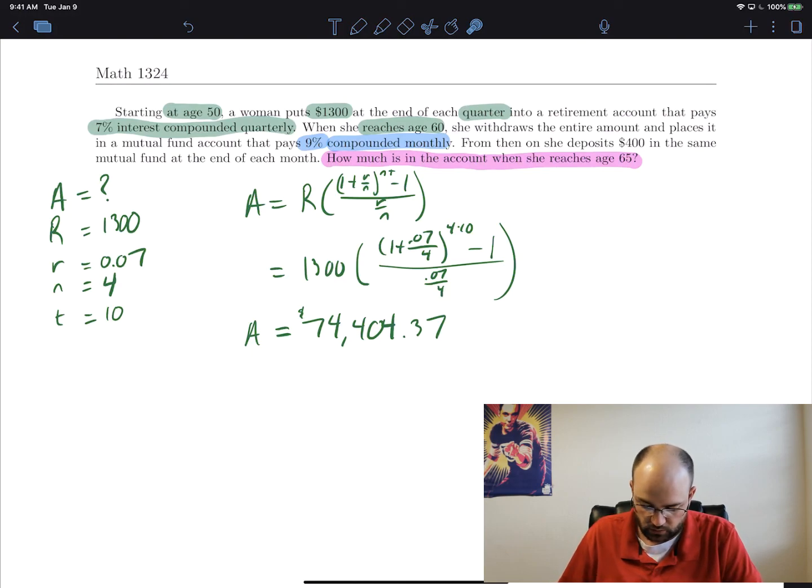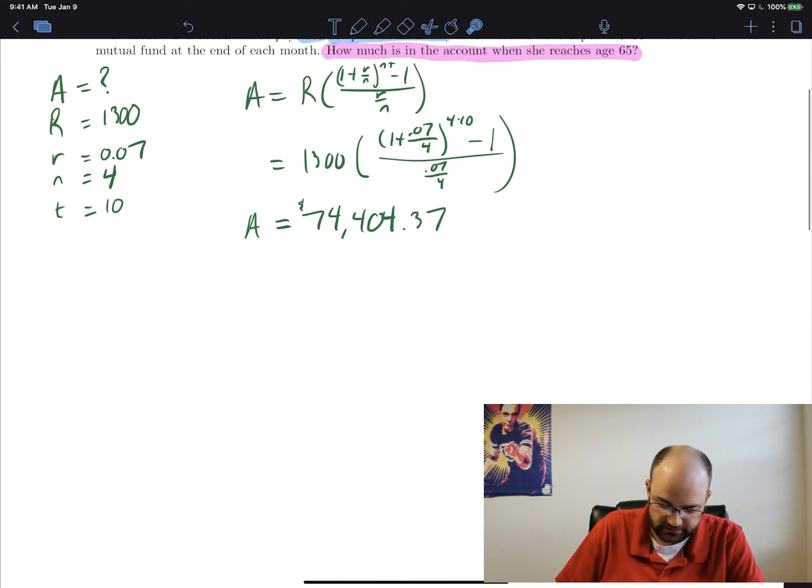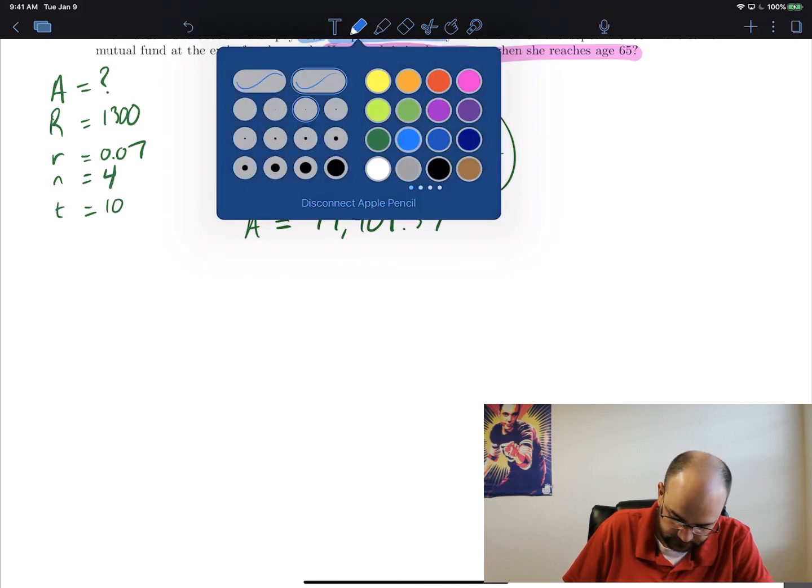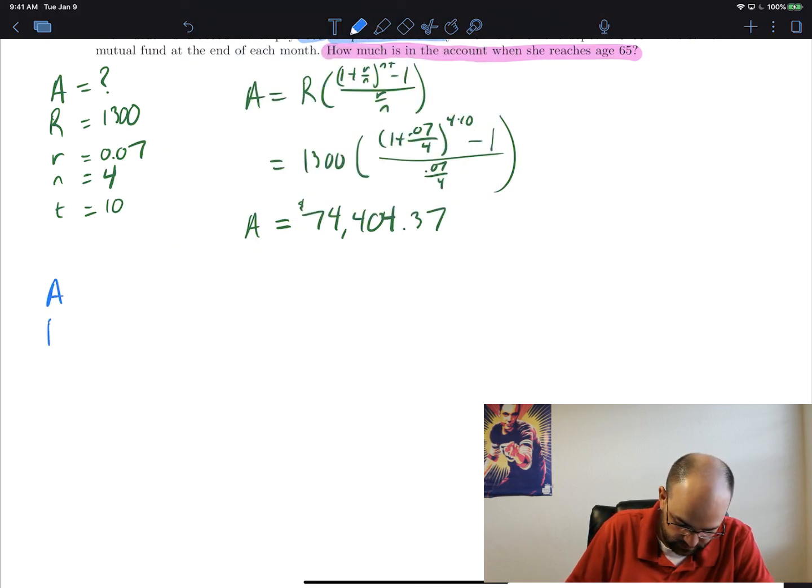So we need to know all of those values. So from that we have A, P, r, and t. Well, the future value is what we want to figure out from that.